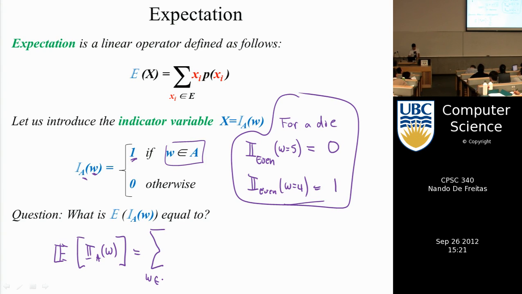W can be in A or not A. And hint, the question that I asked at the beginning of the class was the same question that I'm asking now. I'm using abstract symbols, but this is really about whether it rains tomorrow. And then I'm going to plug in here I_A of omega and then P of omega.